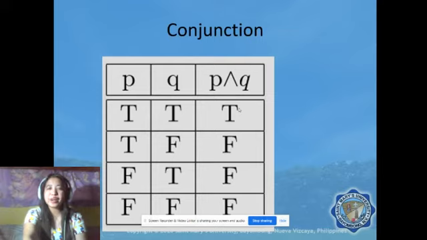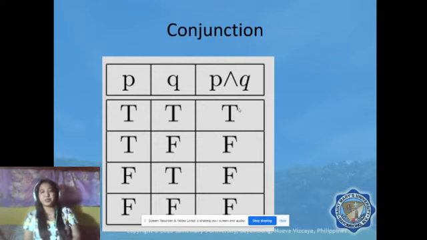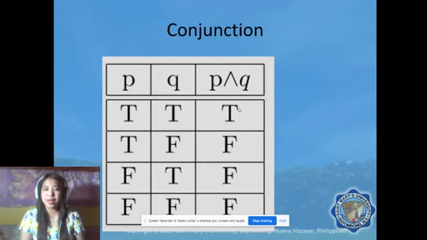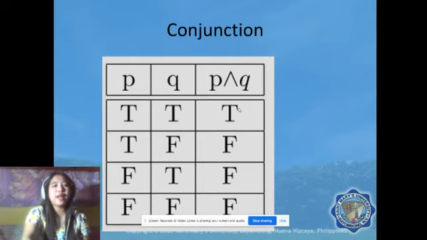So the rule here is that if both statements, or both propositions, are true, then P and Q is also true, and all others are false.